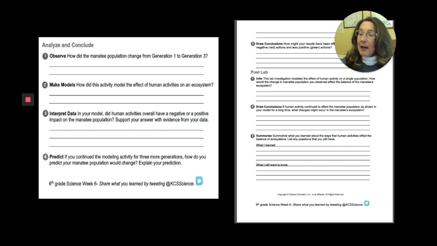The post-lab questions are intended to extend your thinking by referring back to other lesson content. And finally, you should reflect on your learning by thinking about what you now know and can do, and what questions you may have after doing this activity.